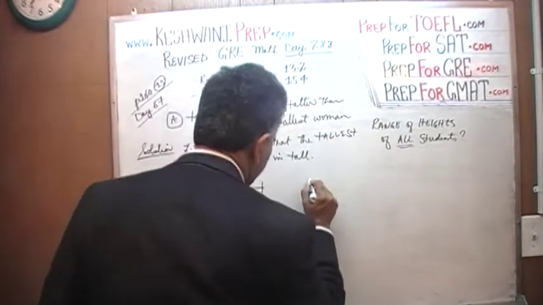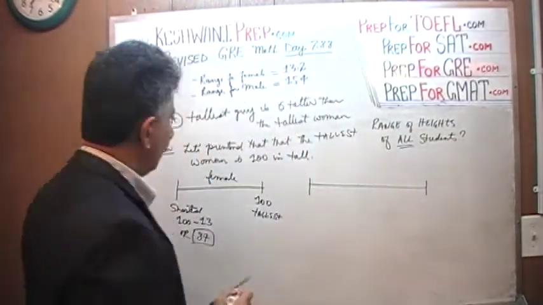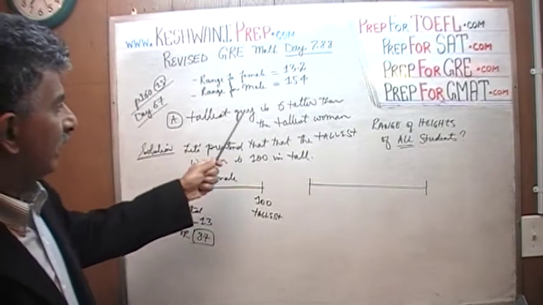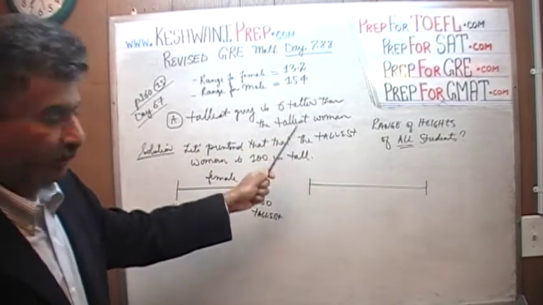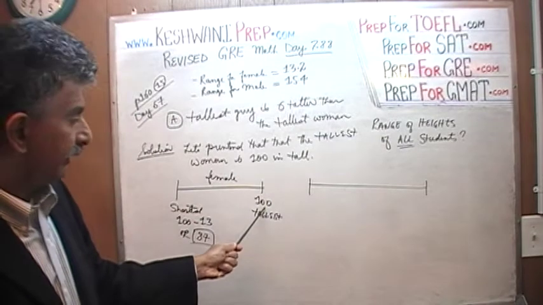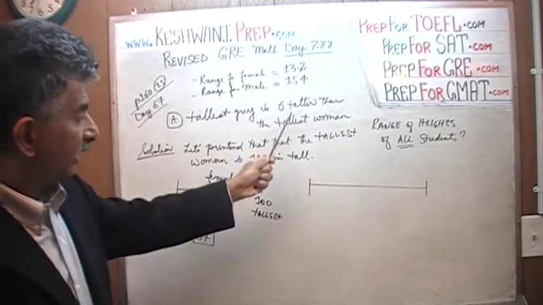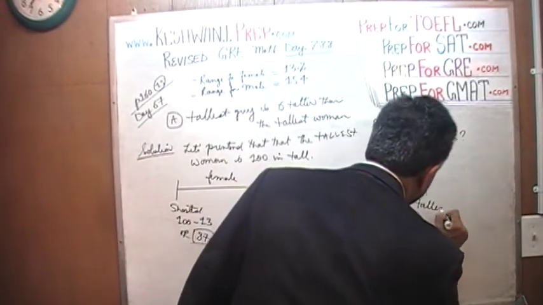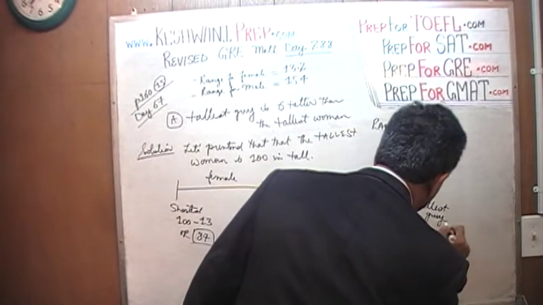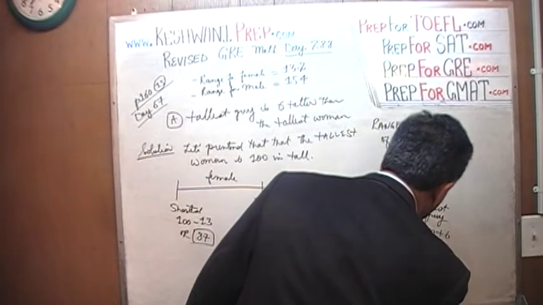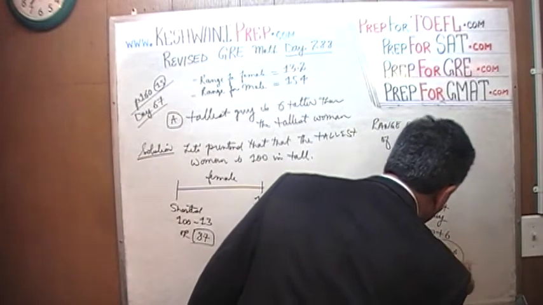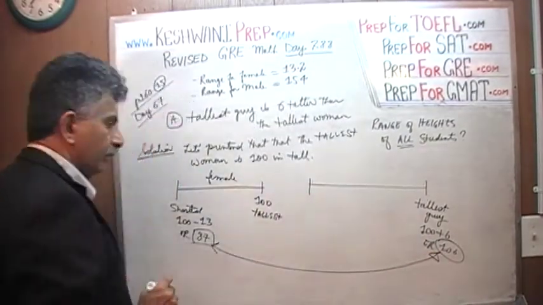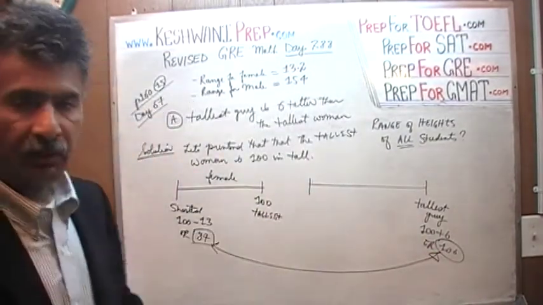Let's look at male now. In the first statement we are told that the tallest guy is 6 inches taller than the tallest woman. Tallest woman, we're pretending, is 100. Tallest guy is 6 inches taller than the tallest woman. So the tallest guy is just going to be 100 plus 6 or 106. There you go. Yeah, that's it. We are done. This is our range. We are not interested in the shortest guy.